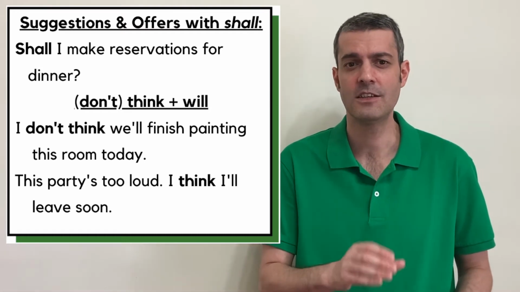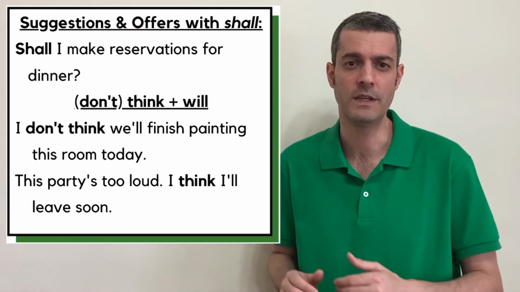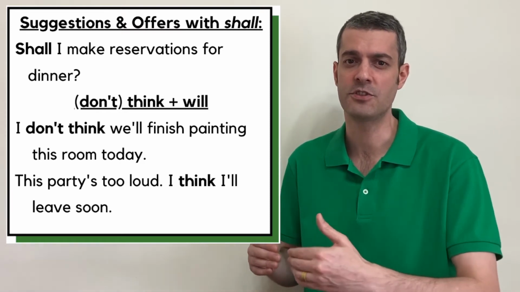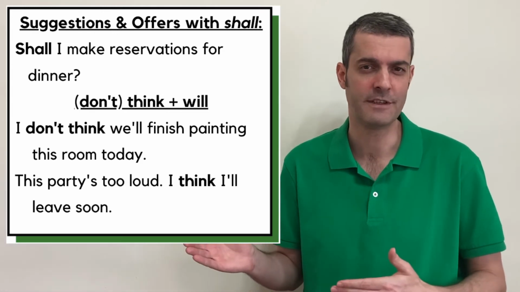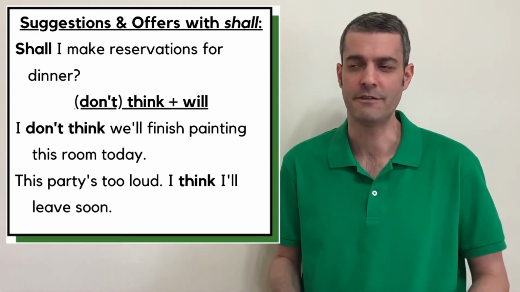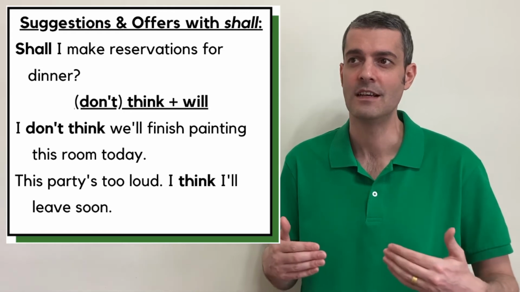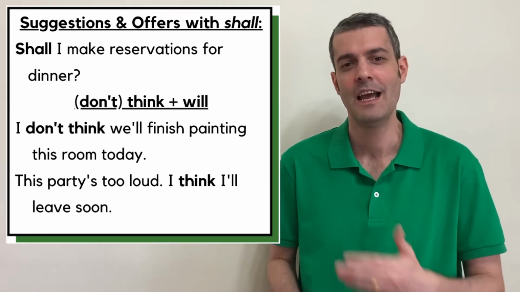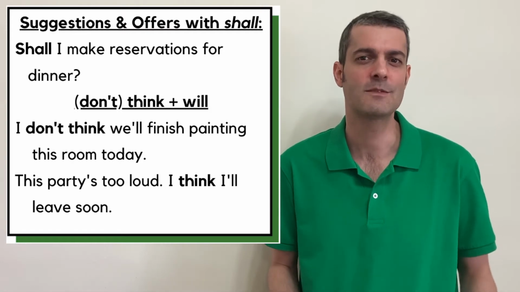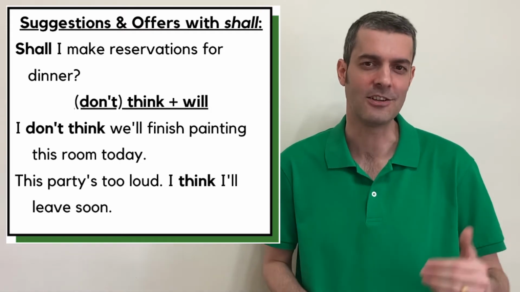And we also use think or don't think before will when we're making a future simple tense sentence with will. So this says, I don't think we'll finish painting this room today. If you're like me, then you always overestimate how much painting you can finish in a single day. And my second example says, this party's too loud. I think I'll leave soon.